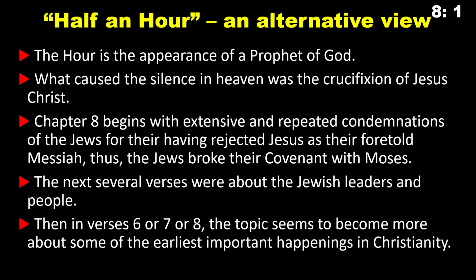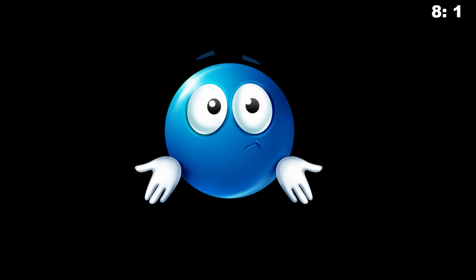Then in verses 6 or 7 or 8, somewhere in there, the topic seems to become more about some of the earliest important happenings in Christianity. Then in verse 10, events that occurred around 300 Common Era in Christianity that were also along the lines of the breaking of a covenant are described. Again, Dr. Clark may be correct. These differences are rather moot at this point in time, since that chronological cycle is about events that already happened centuries ago. No big deal. The main messages of the rest of the verses are still very applicable, however, as you will see.